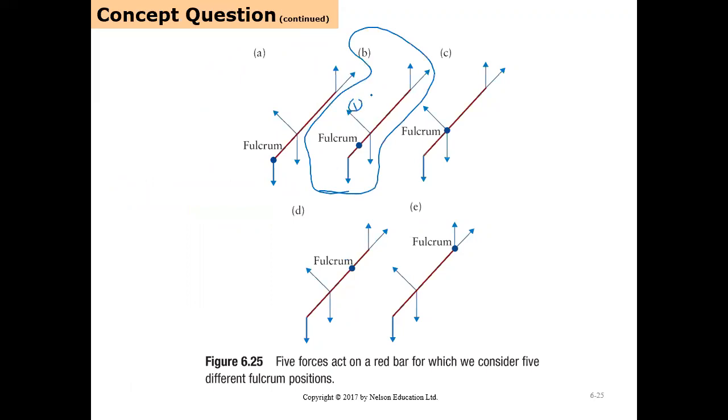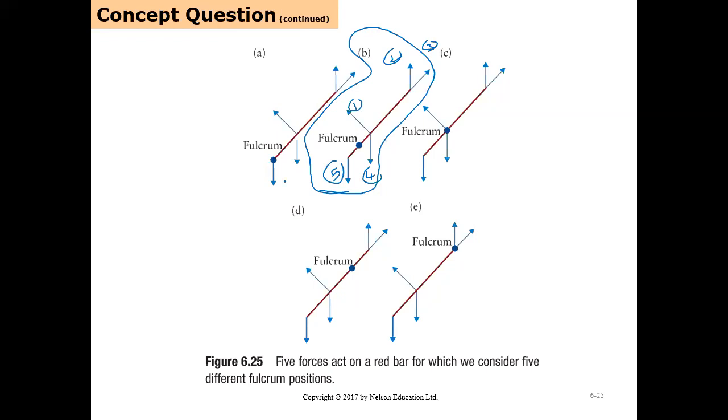Let me do the same thing again. 1, 2, 3, 4, 5. Let's start with number 1. 1 is counterclockwise, positive. 2 is positive, 3 is 0, 4 is clockwise, negative. That's it. We are happy. What about 5?